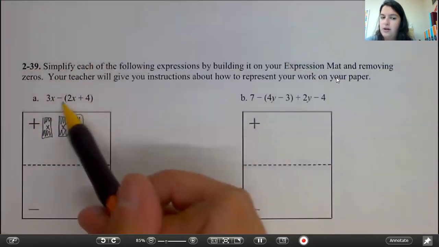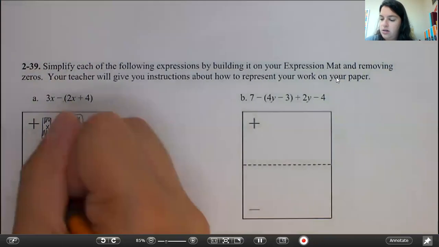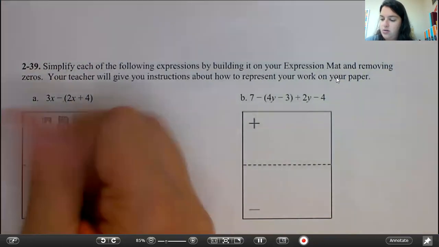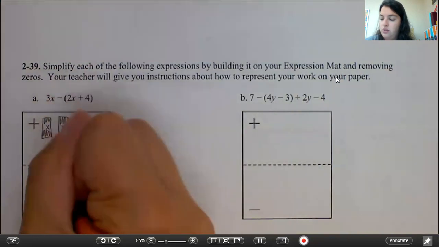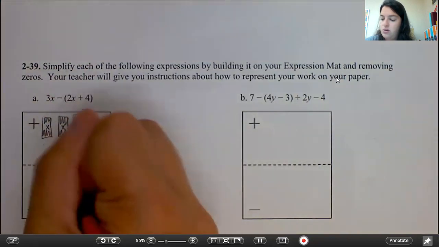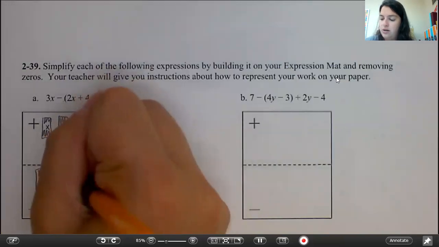And then notice we have negative and then parentheses, so now we're in the negative region of our mat. We have another positive x. We actually have 2 of those. And we also have 4 positive unit tiles down here.